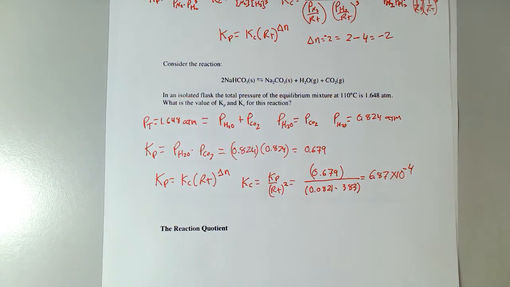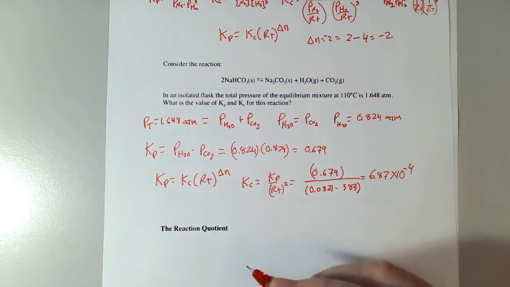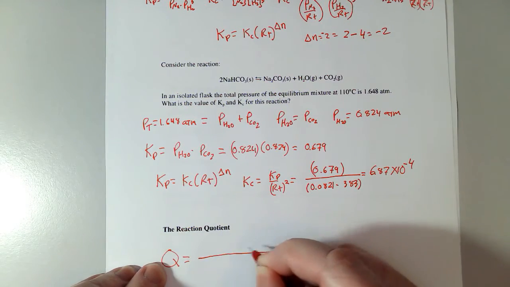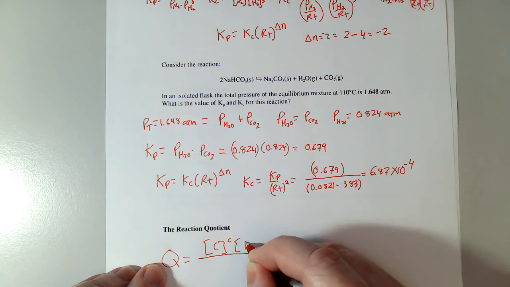All right, so the reaction quotient is basically the same thing as the equilibrium constant, except that it's measured away from equilibrium. So it'll tell you which direction an equilibrium will shift to attain equilibrium. So its format, Q equals, looks identical to an equilibrium constant.